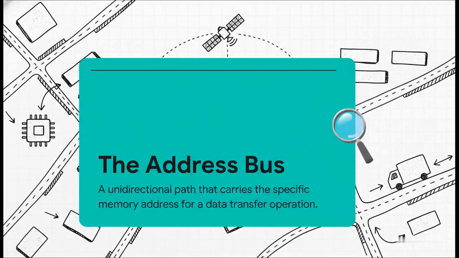Okay, next up, the address bus. If the data bus is the delivery truck carrying the packages, then the address bus is its GPS. It doesn't carry the cargo itself, it only carries one thing, the specific memory address, telling the truck exactly where to make the drop-off. And it's usually a one-way street with the CPU telling memory where to look.